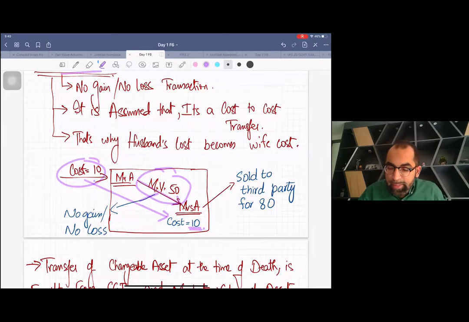Now, finally, Mrs. A sold this to a third party for 80. Now, what will be the gain in the books of Mrs. A? It's 70. The 70 is the gain in the books of Mrs. A.